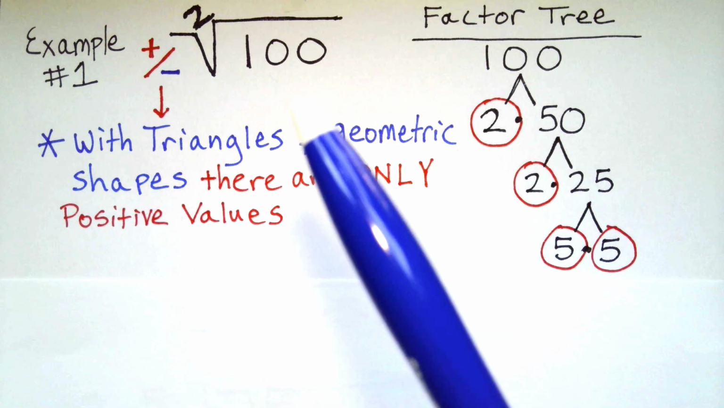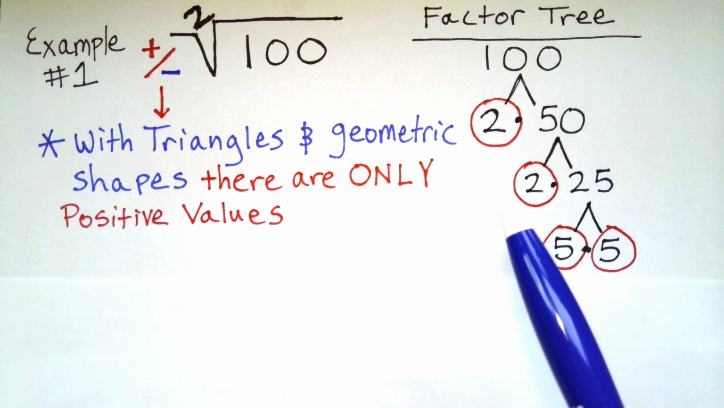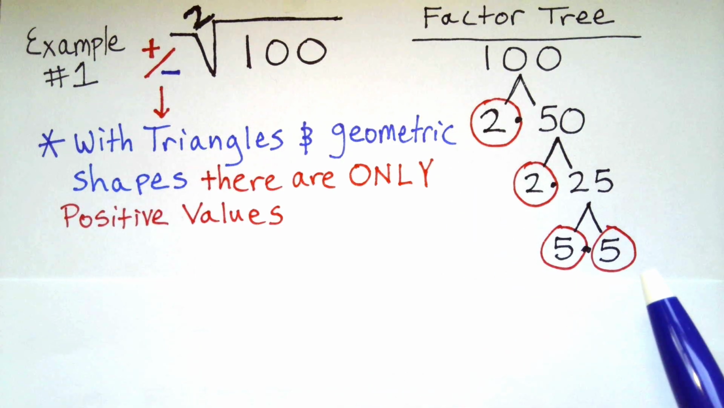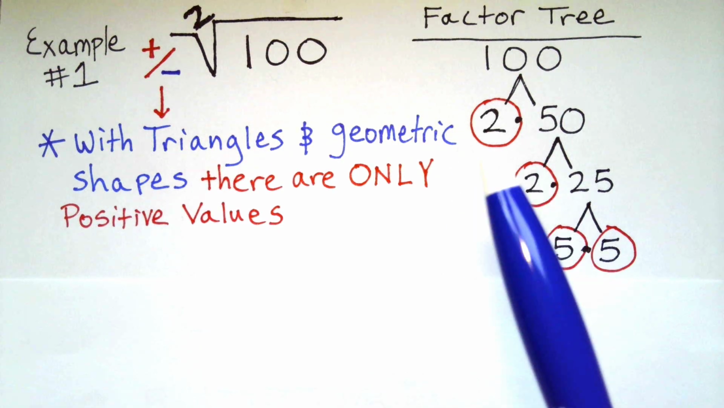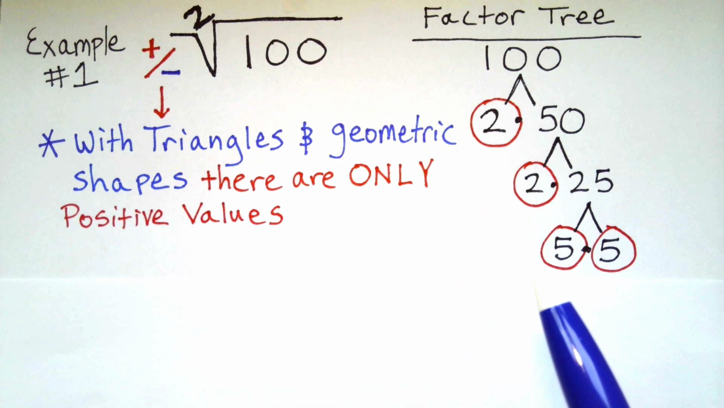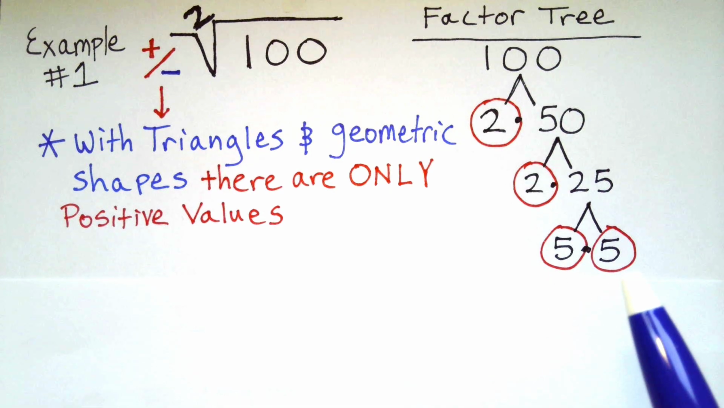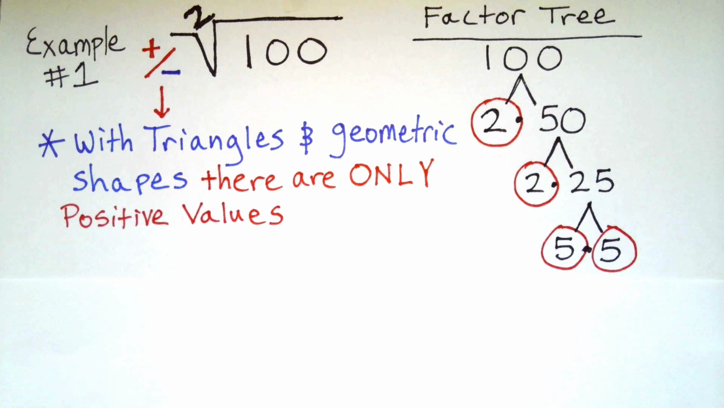So I've broken down the 100 into its smallest parts: 2 times 2 times 5 times 5. I have them circled here. 2 times 2 is 4. 4 times 5 is 20. And 20 times 5 is 100. So I'm hoping you can see that. If not, I've got a few more examples.